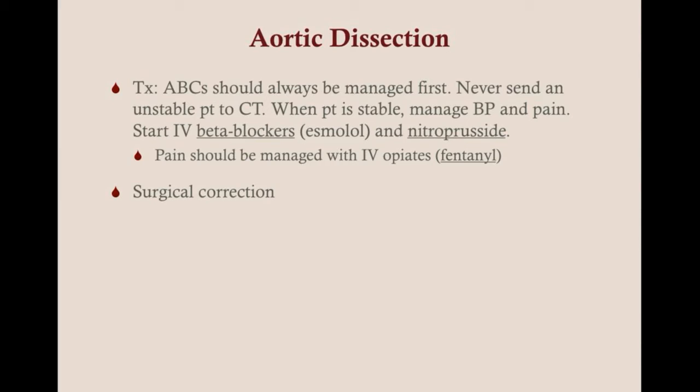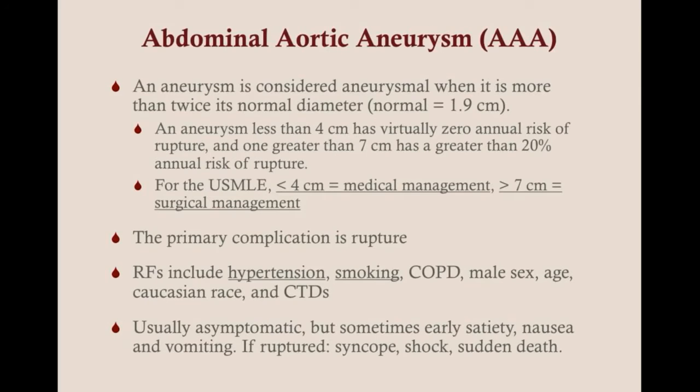We can also manage the pain with IV opiates, fentanyl. It doesn't really matter, fentanyl or morphine, whatever you've got. And then these patients are ultimately going to need surgical correction. So abdominal aortic aneurysm is kind of on the same spectrum, but with abdominal aortic aneurysm, you don't necessarily have to have a tear into the intima. You can just have an overall weakening of the wall that can dilate out.